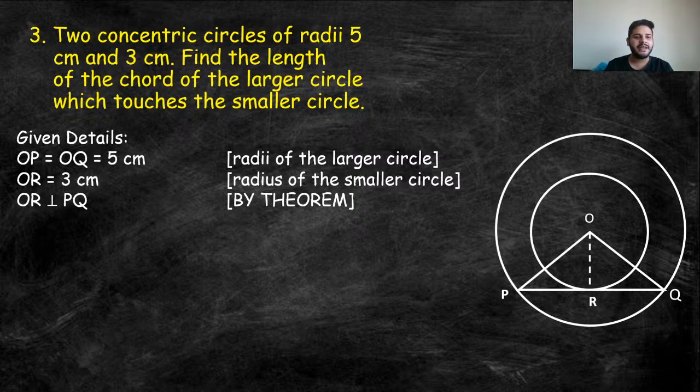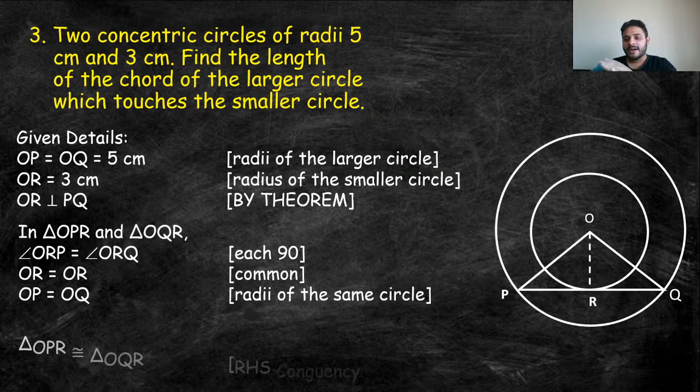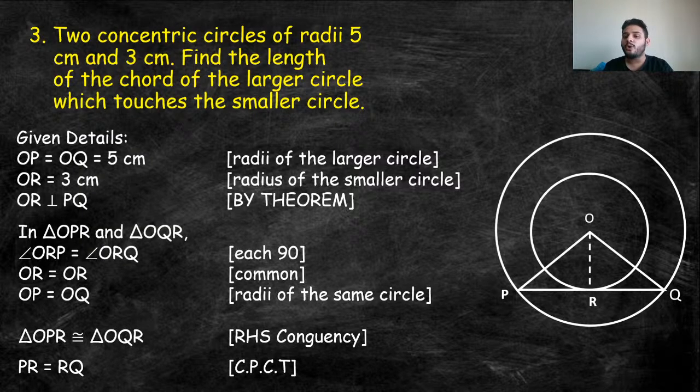OR is 3 centimeter. And OR is perpendicular to PQ by theorem. Now I am sure you will be able to use the theorem. Which theorem are we talking about? We are talking about the 13.1 theorem of your NCERT or 12.1 theorem of your NCERT. That is, the tangent drawn to any point on the circle forms a perpendicular with the radius, correct? So we have the given details. Now, considering triangle OPR and OQR. Considering triangle ORP and ORQ.